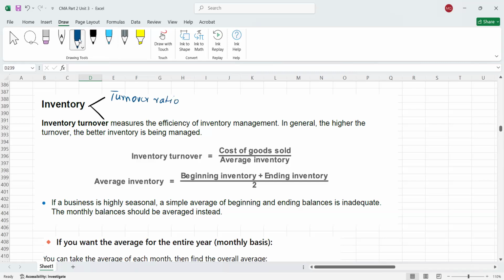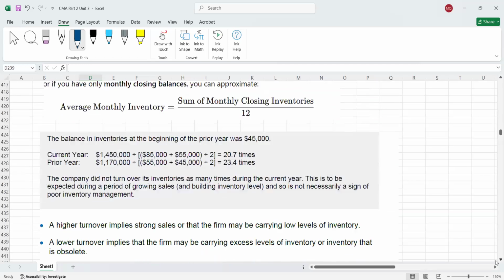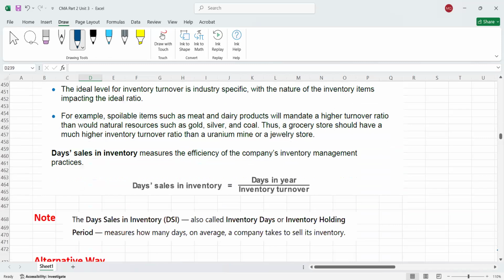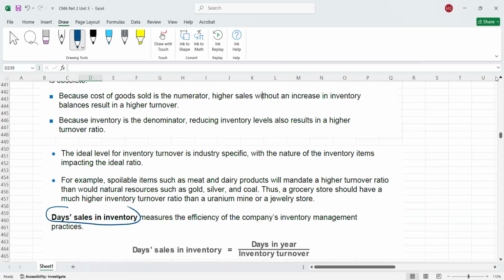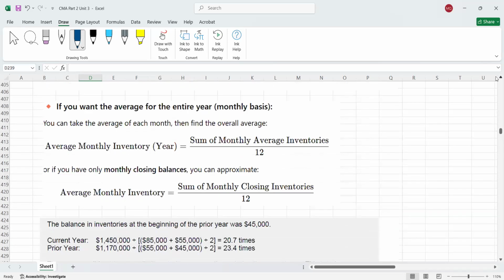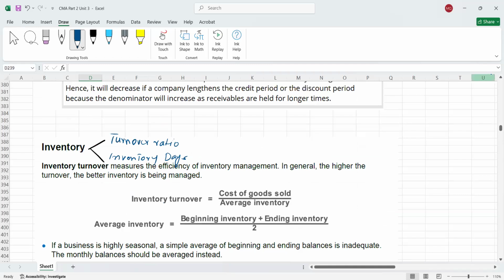And second, what we got? We got inventory days. Okay, inventory days. There is another name also for inventory days. It's also called days sales in inventory. Second name is days sales in inventory. So these are the same thing.